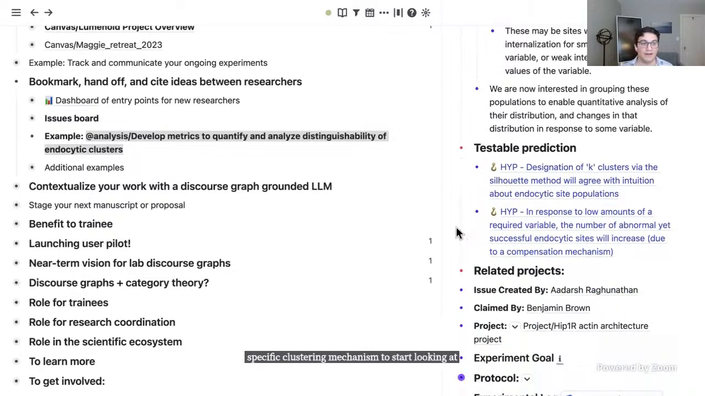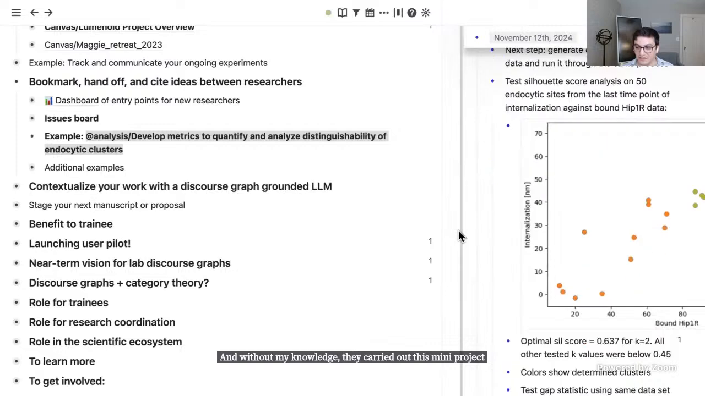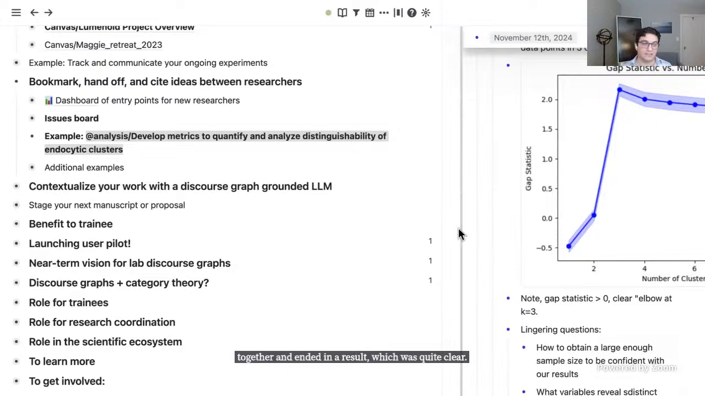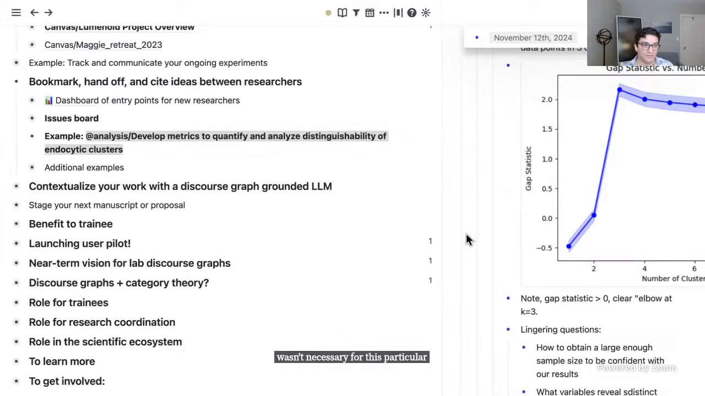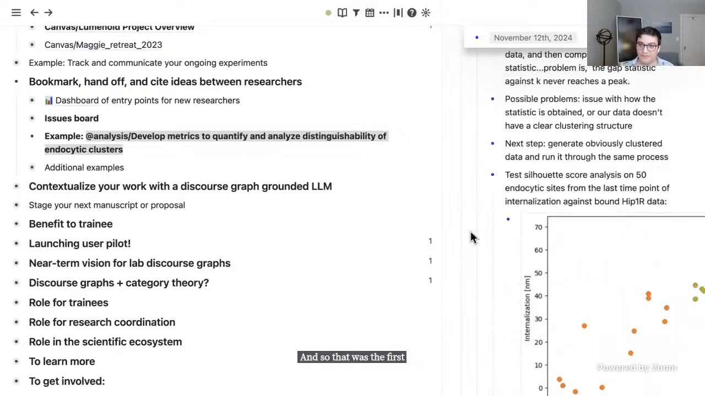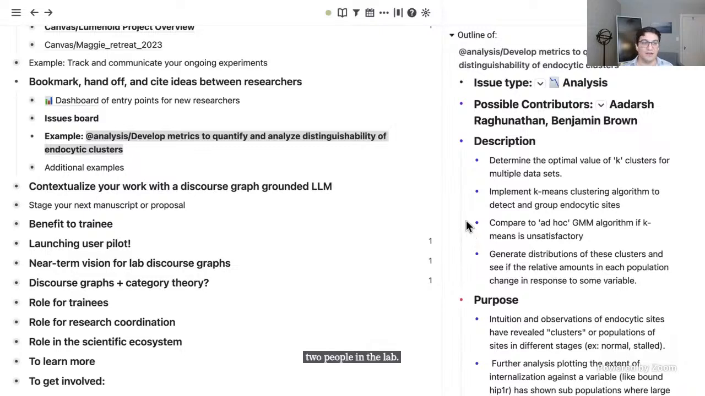And all without my knowledge, they carried out this mini project together and ended in a result which was quite clear, saying that, okay, this specific clustering mechanism wasn't necessary for this particular data set, but it'll probably be useful for later. And so that was the first example that I'm aware of in which 2 people in the lab got together without my suggestion or guidance to use this graph structure to guide their knowledge.